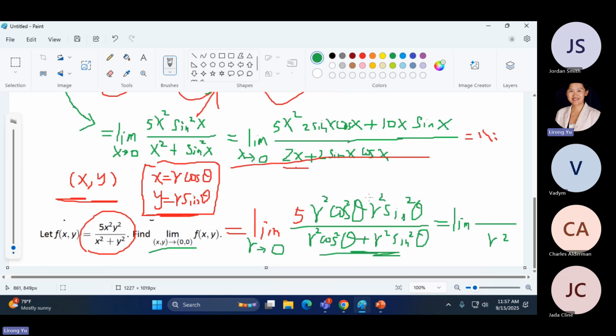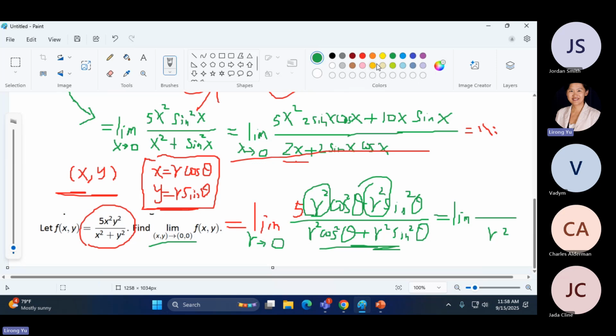And the numerator is still the same. But you can see there's an r squared here and an r squared there. Cancel one of the r squared, and the numerator becomes this. So we can clearly see why. The numerator will be 5r squared times sine squared theta cosine squared theta. One of the r squared cancels, so you have one r squared left. And then r approaches 0. Since this cancels with this, there's one r squared left. When r goes to 0, this is equal to 0.